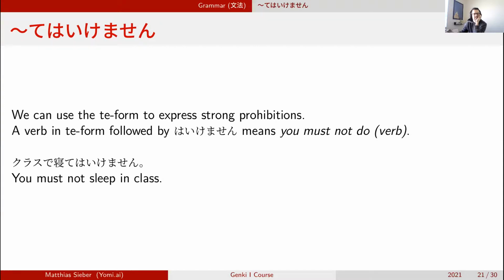Class de te wa. 寝てはいけません。 Okay, because it's class, 寝る, de. Oh, right. Neru, that's the verb. Class de nete wa ikemasen. Very good. Okay, cool.